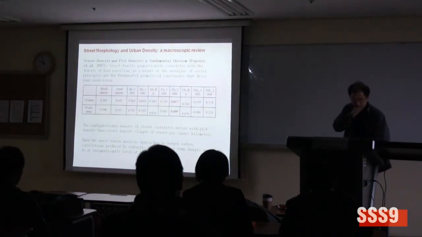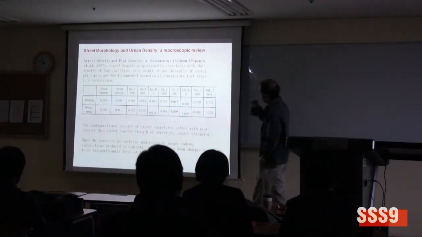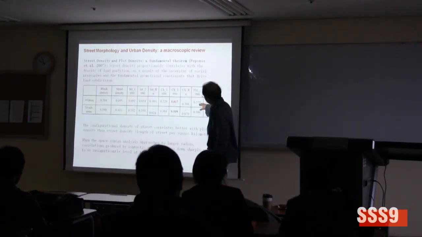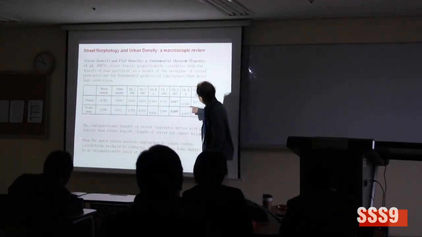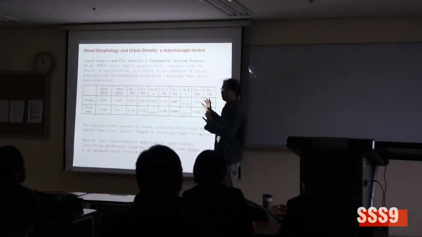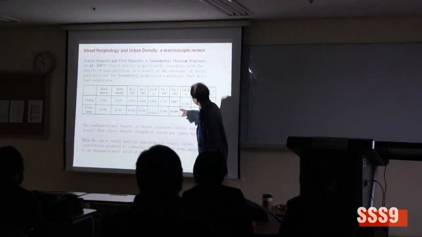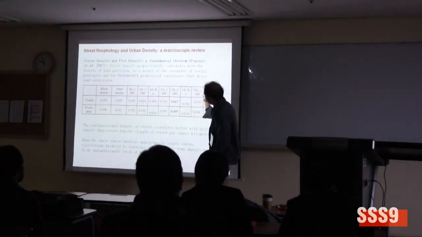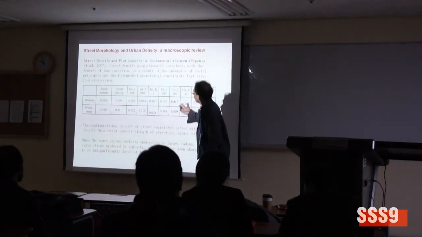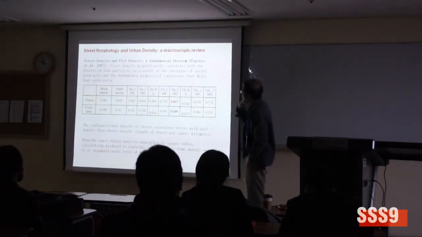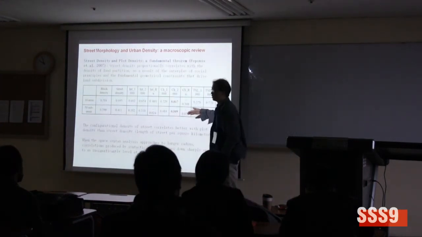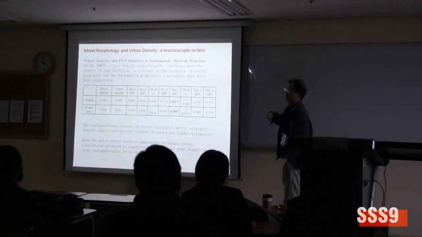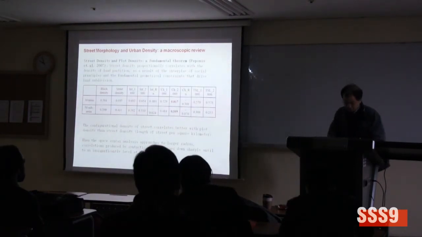But here another point is that even at the quite large macro level, we will see that the correlation between configurational property and the block and parcel density decreases sharply at the large radius.